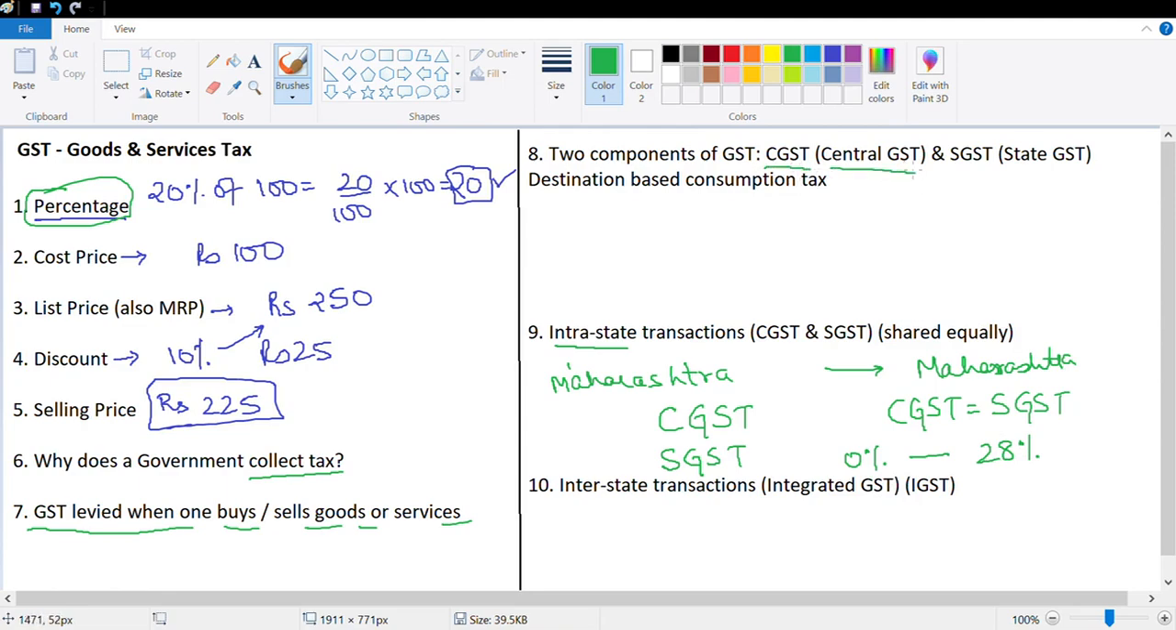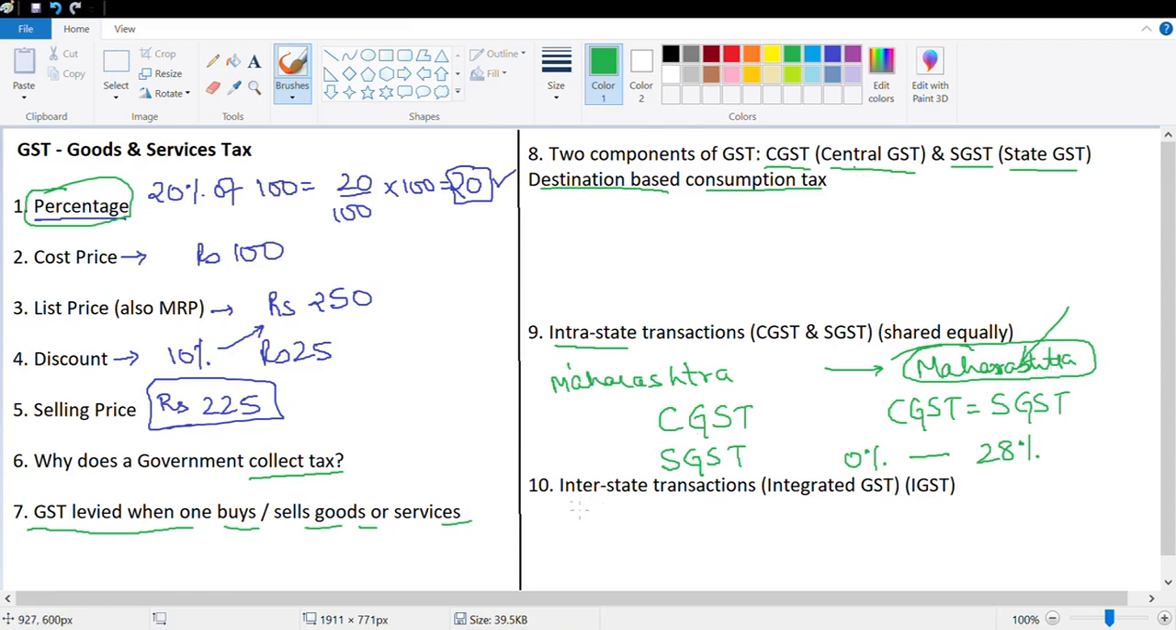Now, like I said, there are two components of GST. One, central goods and services tax, and the other one is SGST, which is state goods and services tax. And this is basically a destination-based consumption tax, which means the state where the final consumer is, that's where the tax is collected. So in this case, the tax will be collected in Maharashtra, and there will be two components of the tax, one which will be paid to the central government, the other which will be paid to the state government.